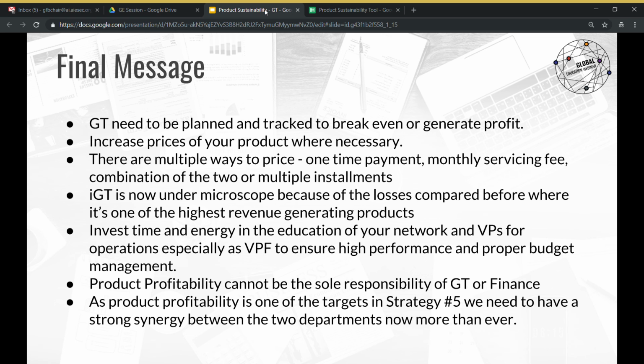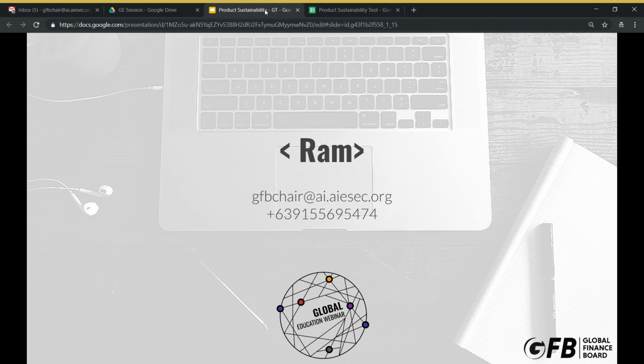Product profitability cannot be the sole responsibility of GT or finance. Also, as product profitability is one of the targets in strategy 5, we need to have a strong synergy between the two departments now more than ever. And with that, I am done with this session.